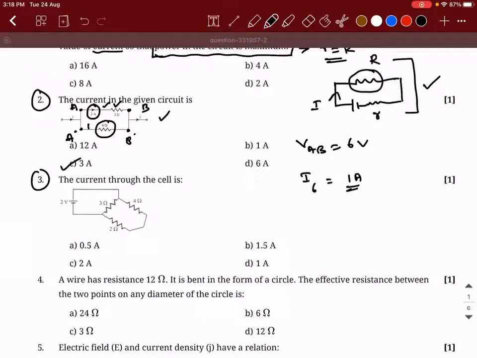Third. So how to do the third one? But what did they ask? Current in the given circuit only, no? So solve the series and parallel resistors. These two are in series, so 6 will be the resistance. 6 and 3 are in parallel, so 6 into 3 by 6 plus 3 is going to give us 2. Yes, sir. So the equivalent resistance is 2 and the EMF is 2. So the answer should be 1 ampere.